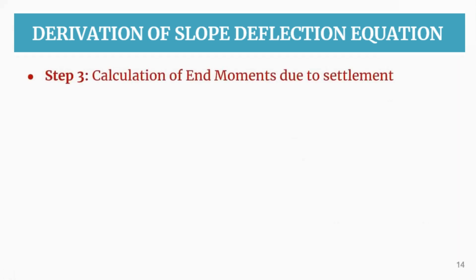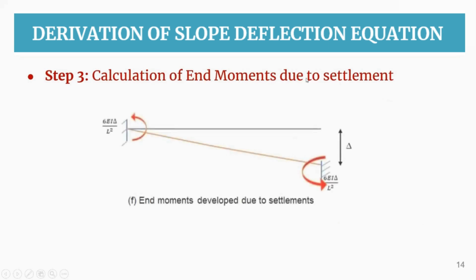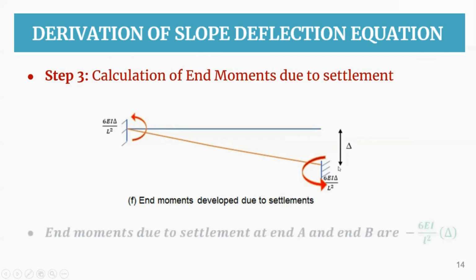Now coming to step 3. Step 3 is related to the calculation of end moments that are due to the settlement. These are the end moments that are developed due to the positive settlement, what we considered. The end moments that are developed due to the settlements are in the anti-clockwise direction, that is 6EI delta by L square. These derivations are already derived in your fixed beams concept. That is the reason I am not deriving these equations.